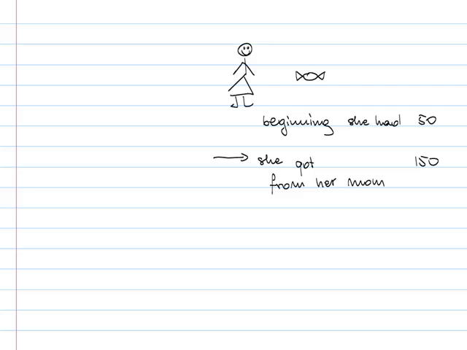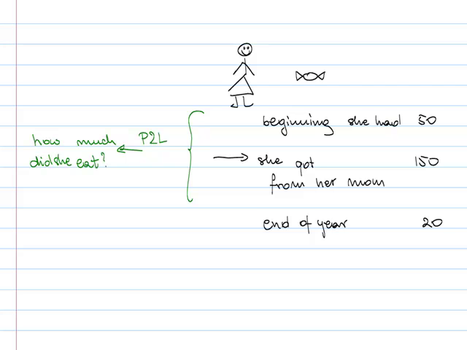However, what we're interested in, what we need for our hypothetical P&L, is the figure of how much she ate. And we will know that if we check how much she had at the end of the year. And if we know that at the end of the year she had 20, now she must have eaten all these and these minus what was left. So she must have eaten 180. And that is basically cost of sales.